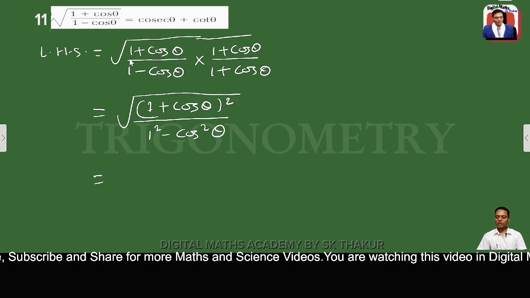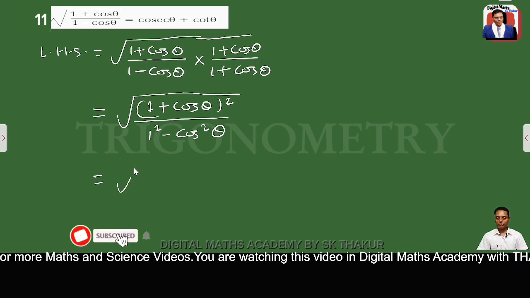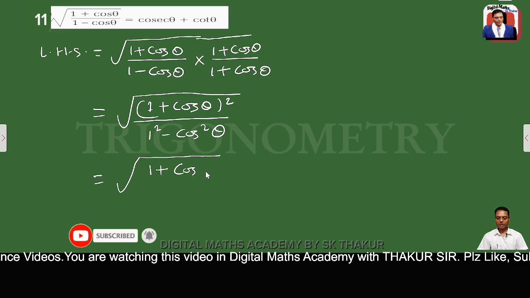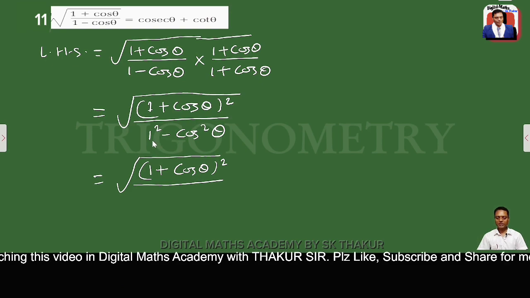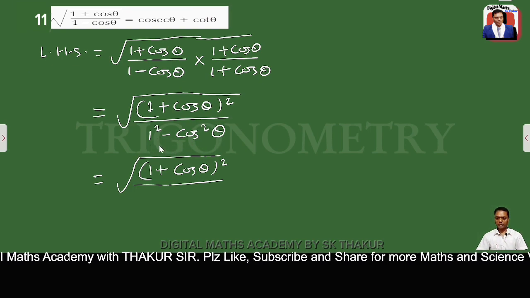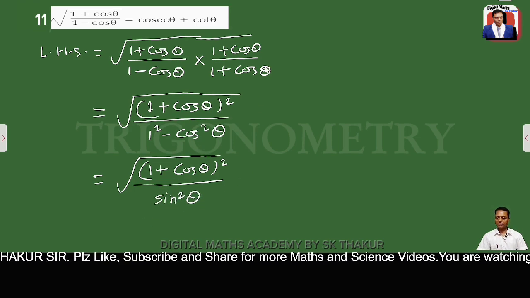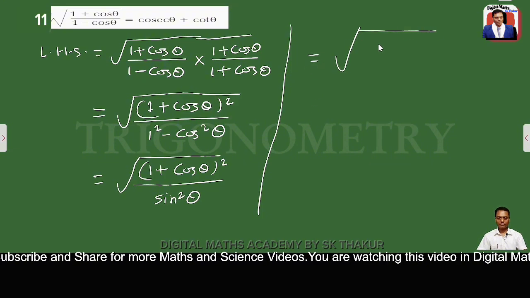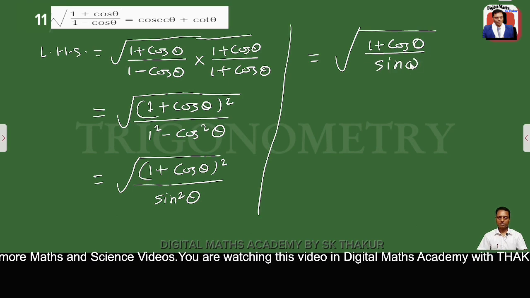So we have to remove its under root sign because at the right hand side there is no under root sign. So at the numerator we have already got square. So we write as it is (1 plus cos theta) whole square. At the denominator we see 1 minus cos square theta. 1 square equals 1 itself. So 1 minus cos square theta equals sin square theta, and sin square theta is sin theta whole square. So we can write here (1 plus cos theta over sin theta) whole square.